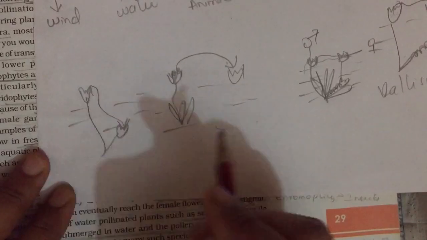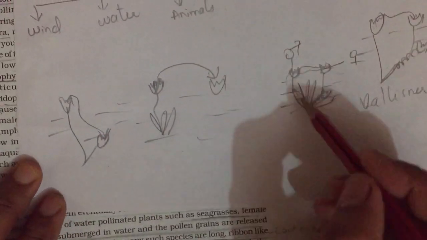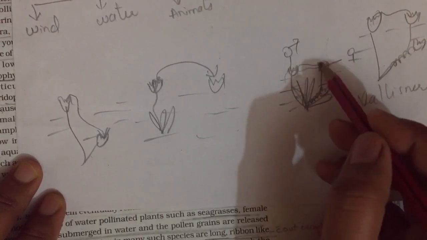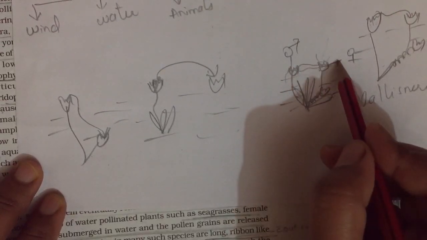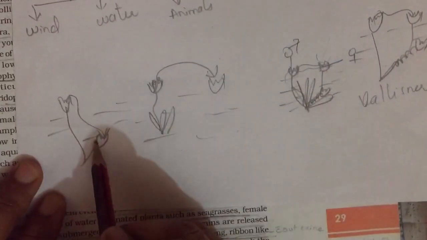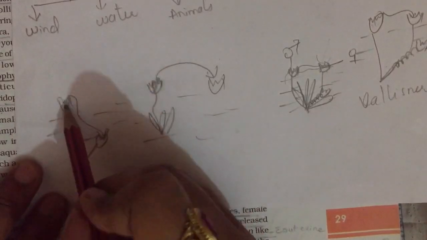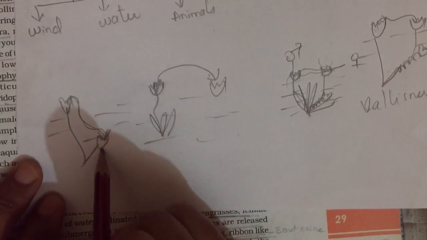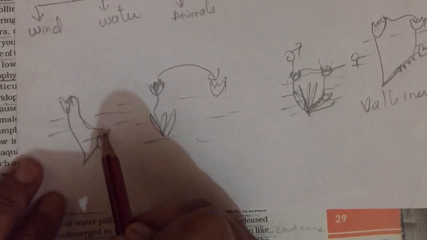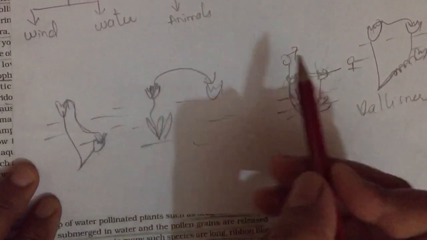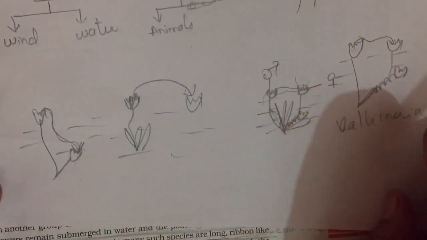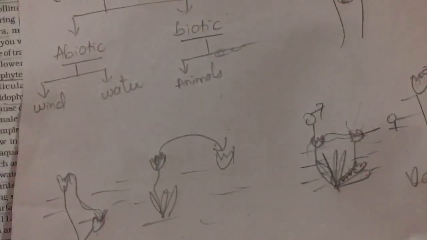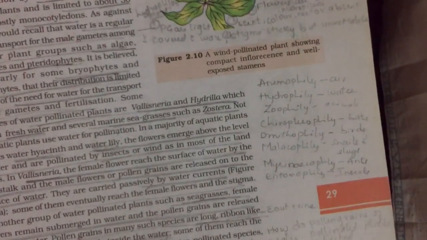Here it is not like Vallisneria, where there is a long stalk and the female flower comes out on the surface of water and then pollination takes place. Here the female flower is present inside the water only. The male flower will release pollen grains and those pollen grains will reach the female flower and get pollinated. Not all pollen grains will reach, hardly a few will reach, and of those, one will get fertilized. Okay, so we shall see further.